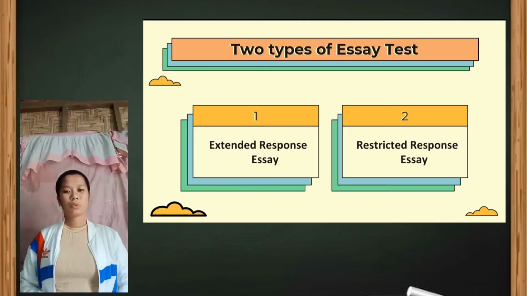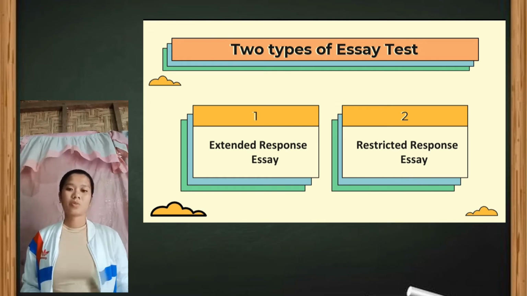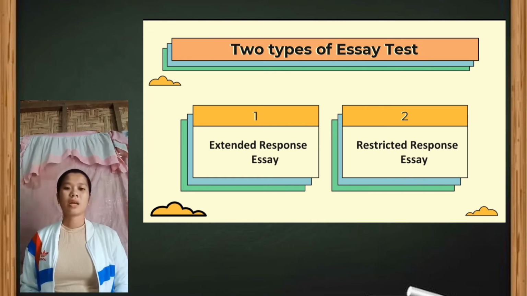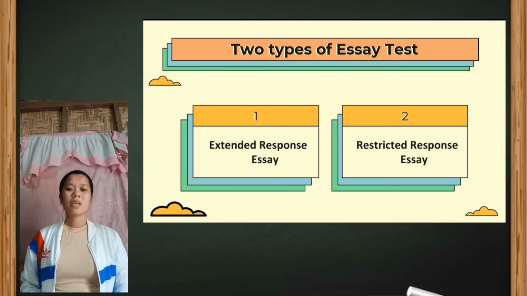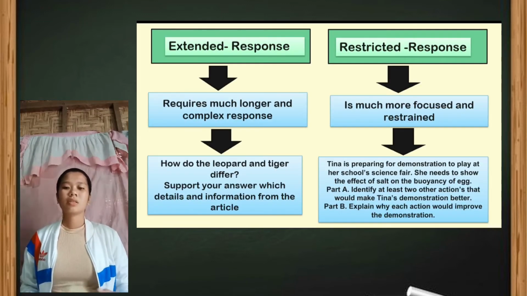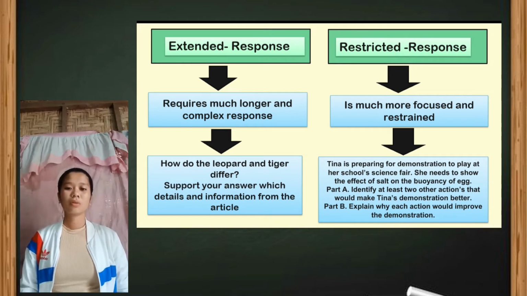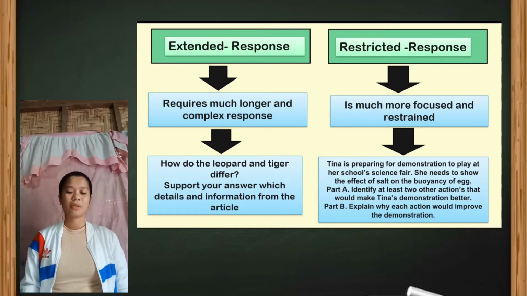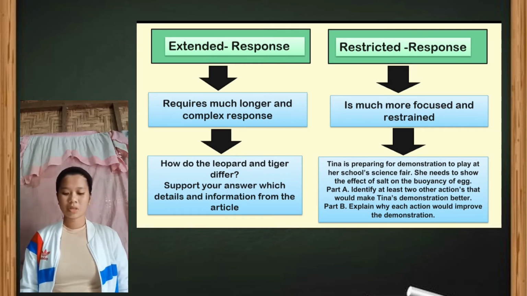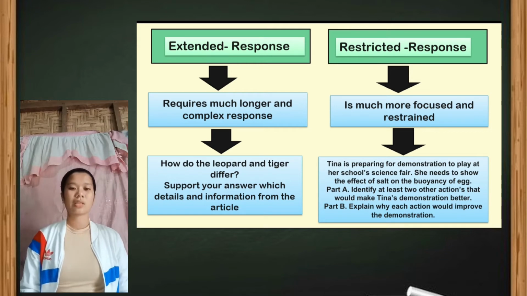There are two types of essay test. First, the extended response, and second, the restricted response test. First, what is an extended response? It requires a much longer and complex response. For example, how do the leopard and tiger differ? For your answer, use details and information from the article. So an extended response requires a longer, complex response.